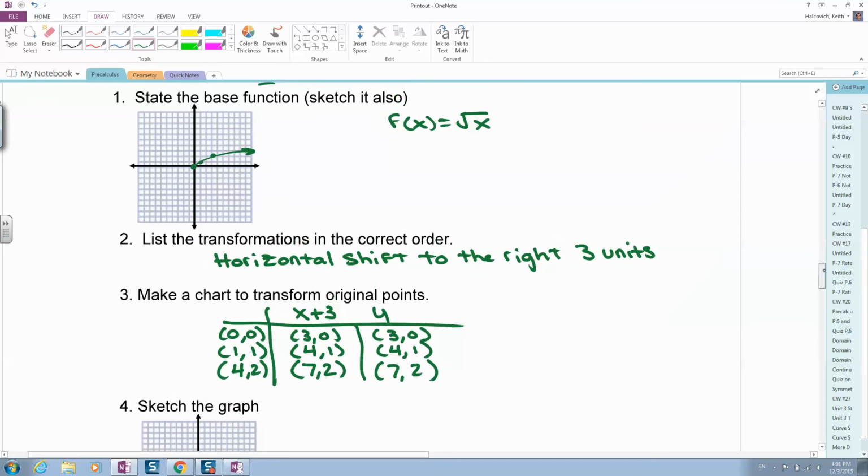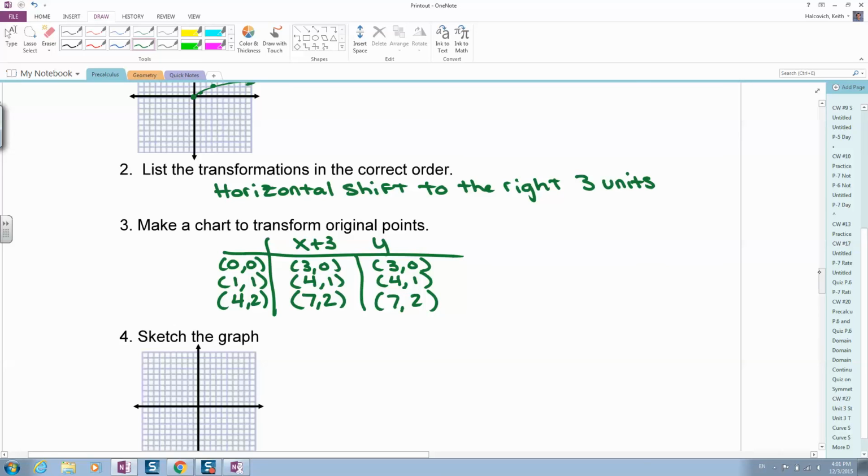So those are our new points after we transformed it. So we start at 3, 0, we have 4, 1, and then we have 7, 2. And there's our new graph. Notice it's shifted to the right 3 units.